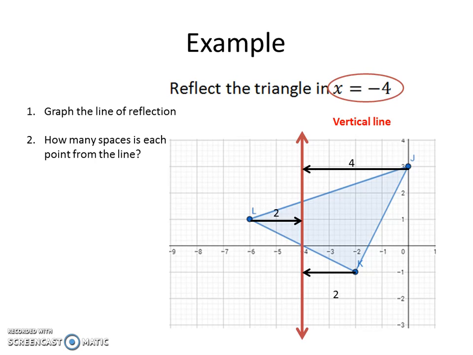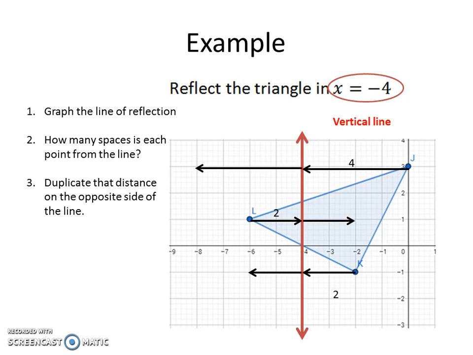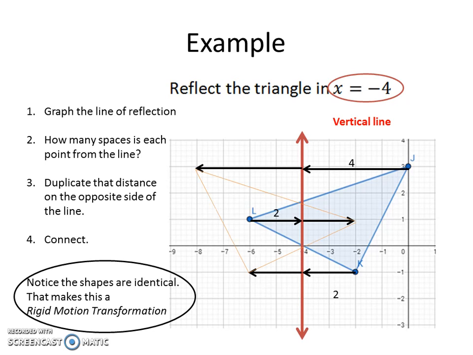The directions matter as well, because when we reflect, we want each point to end up on the other side of the line of reflection, but it should be the same distance away. The line of reflection has to bisect the point and its prime. So we duplicate that distance in the opposite direction, continuing in that same direction, to the opposite side of the line. And we connect the points to get our shape. The shapes are identical. That makes it something called a rigid motion transformation, meaning the preimage and the image are congruent.